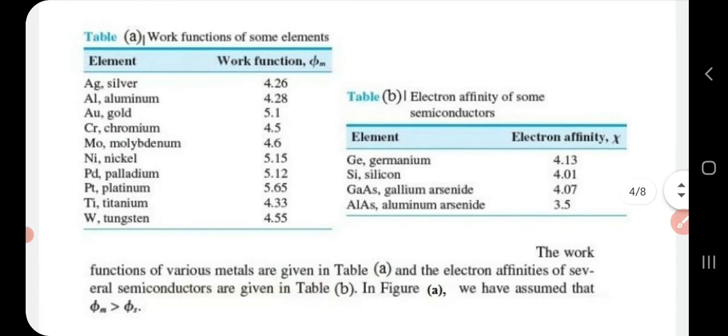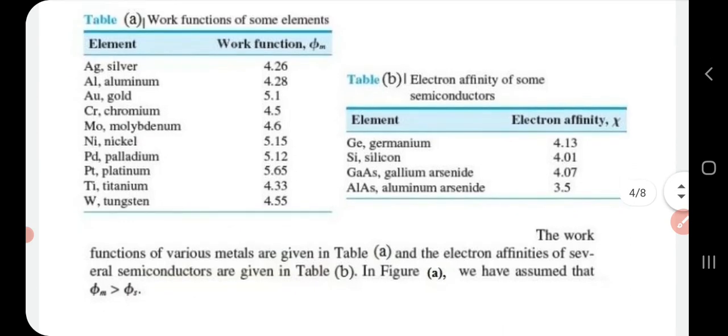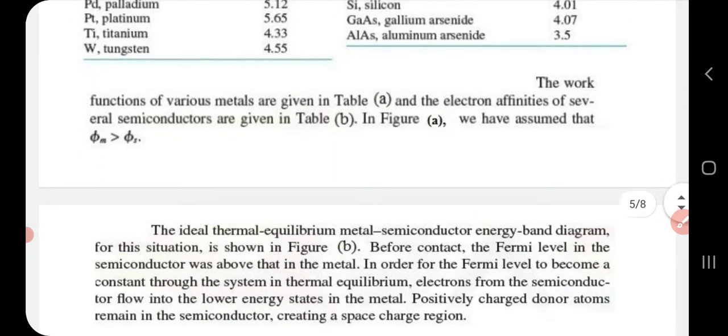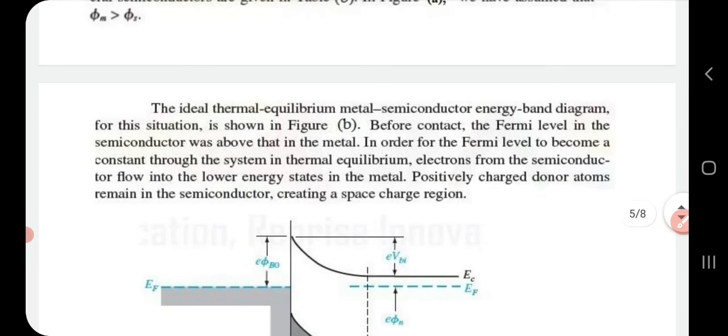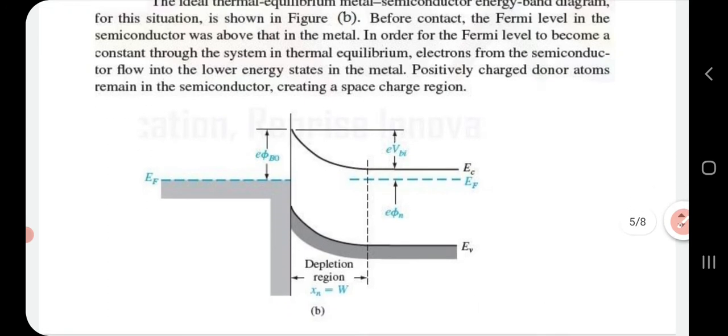This table, no need to study, you can just go through it. It details the work functions of some elements and the electron affinity of some semiconductors. Now this one is the ideal thermal equilibrium metal semiconductor energy band diagram. It is shown in figure B.